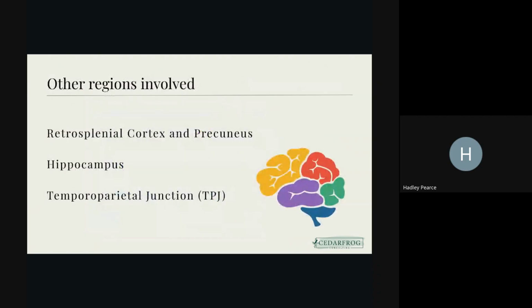Other areas that are involved in the default mode network are the retrosplenial cortex and precuneus, which has a role in spatial memory, time, and contextual linking. The hippocampus is involved with episodic memory, imagination, and personal history. And the temporoparietal junction is involved with social cognition, empathy, and moral reasoning.